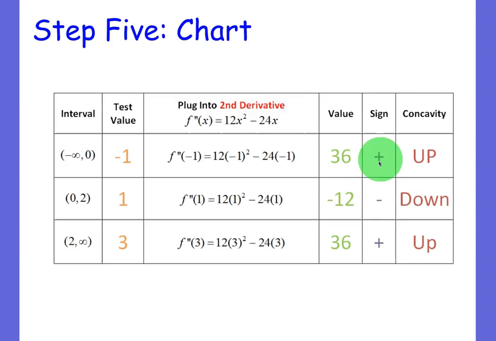And what does this mean in terms of concavity? Remember, when the second derivative is positive, it's going to be concave up, and that's because the slopes of the tangent line are increasing. So it's going to be more like a U shape, and therefore we're going to put up for positive. Here we got negative for the interval 0 to 2, so it's going to be concave down on this interval. We plugged in 3, we got positive, so it's going to be concave up from 2 to infinity. So concave up from negative infinity to 0, down from 0 to 2, and up from 2 to infinity. And again, that's based on the sign we got when we plug these test values into the second derivative.